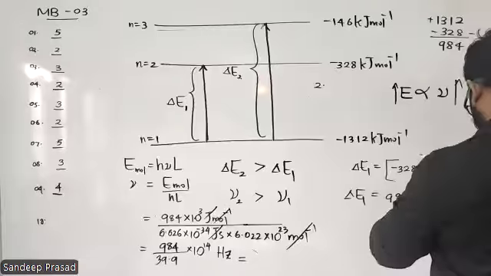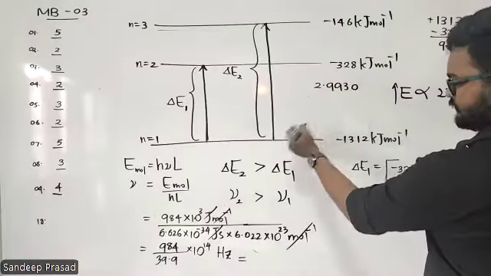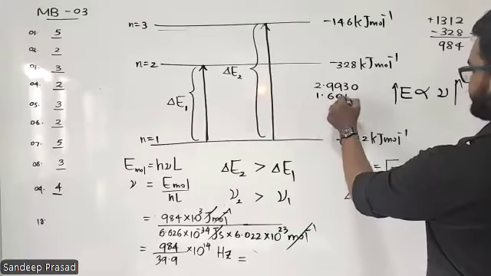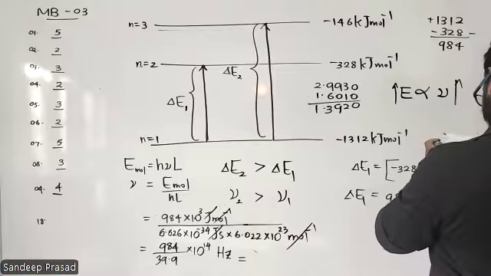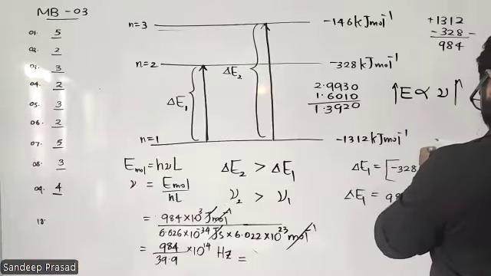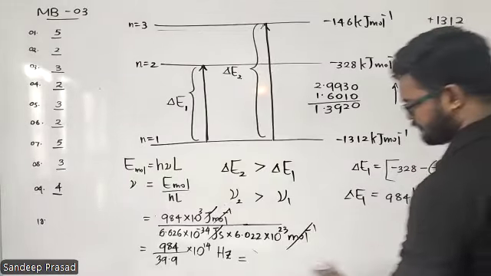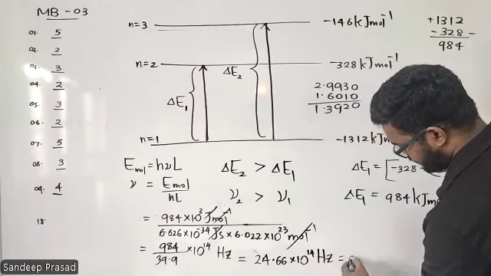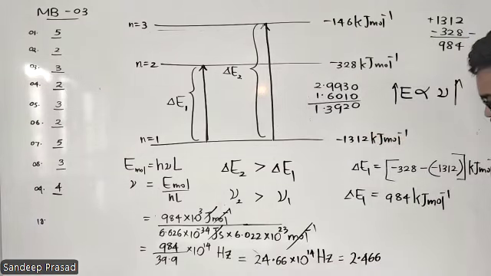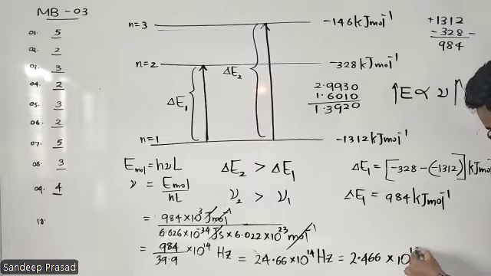2.984, 9930, 399, 6010, 1.3920, 3920. 14 hertz, or else 2.466 times 10 to the power 15 hertz. Do we have this kind of an answer?